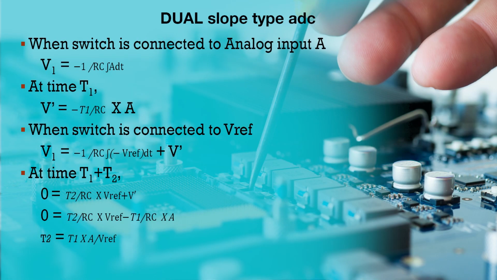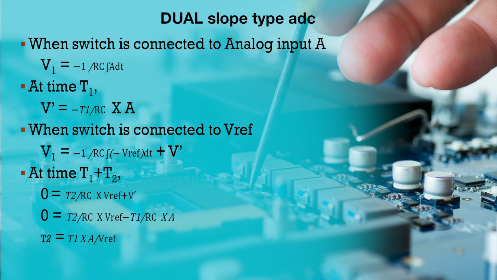So, after time t1, the mathematical expression for the integrator output can be given as minus 1 by RC times the integration of minus Vref plus V dash, as we can see in the expression. Now, at instant t1 plus t2, the integrator output is 0. Putting the value of V dash in the above expression and after solving it, we get the equation t2 is equal to t1 into A by Vref. This is our final expression.